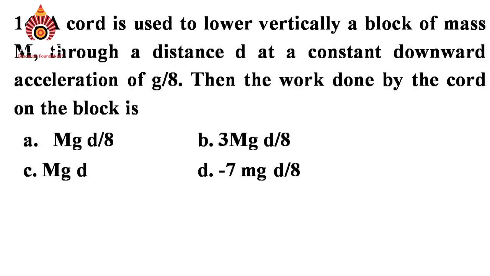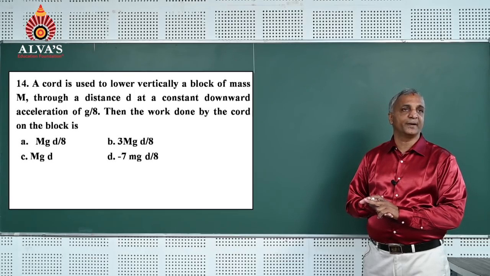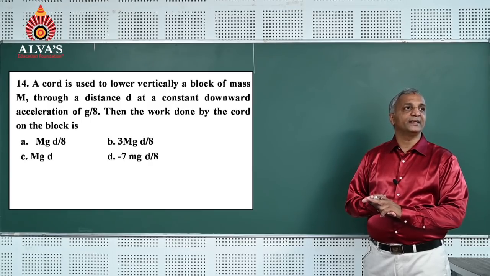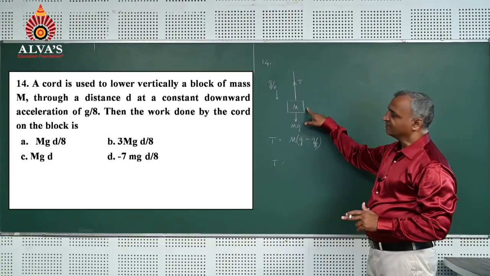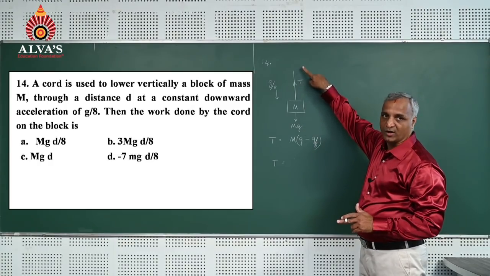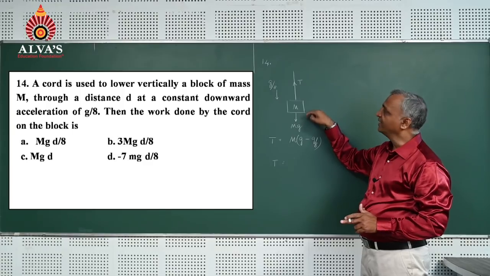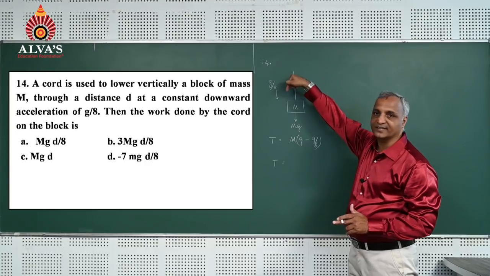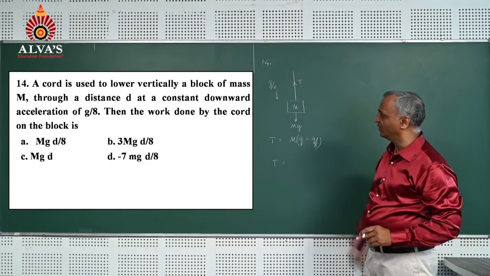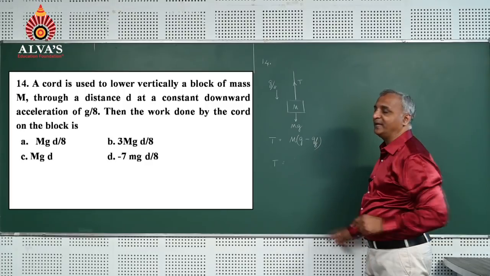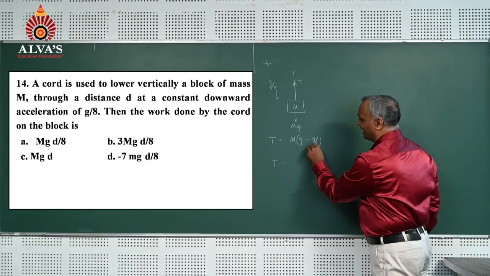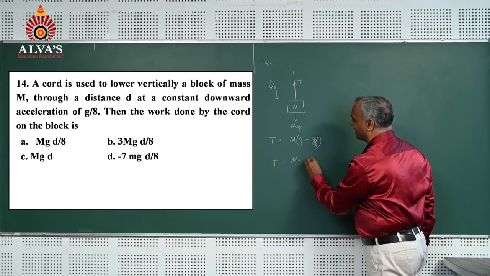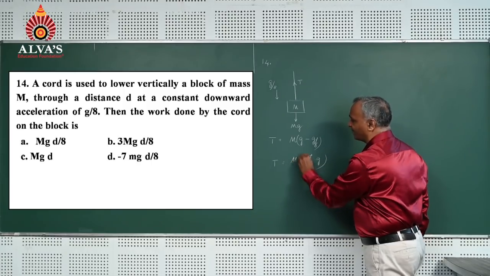Question number 14. A cord is used to lower vertically a block of mass m through a distance d at a constant downward acceleration of g by 8. Then the work done by the cord on the block is. Block of mass m is suspended by means of a cord, and so its weight will be acting downward and balanced by the tension, and this is made to fall with an acceleration of g by 8 downward, and that's why tension will be equal to m into g minus g by 8. So I am going to get m into 7 by 8 into g.